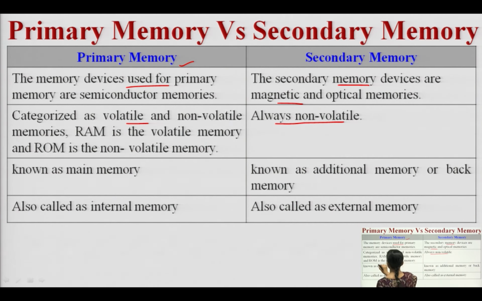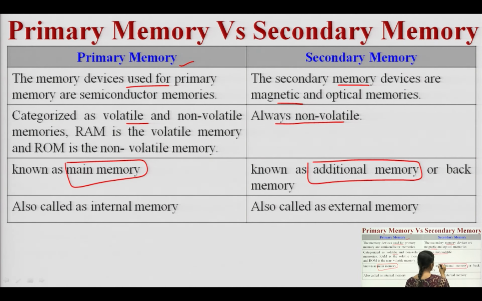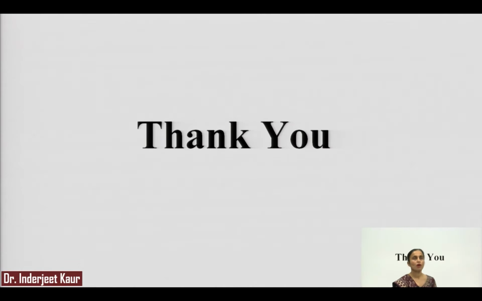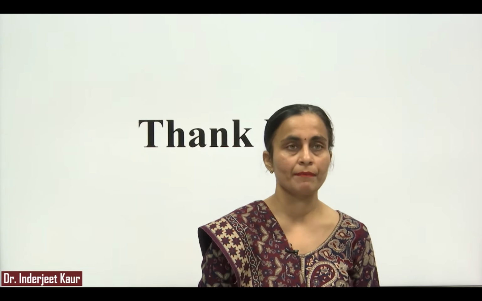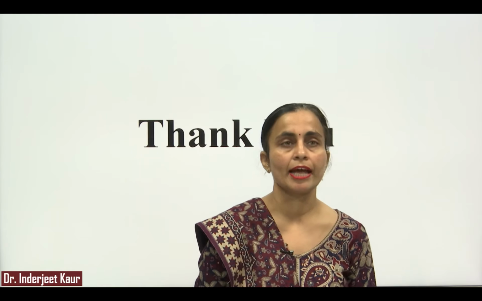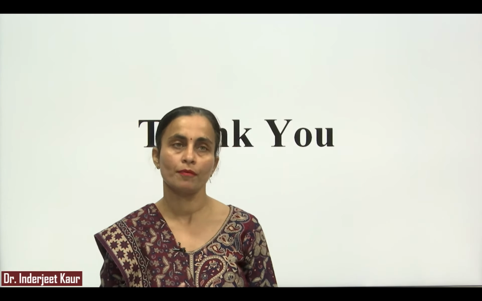Primary memory we call the main memory, and secondary memory is known as additional memory connected to the CPU, or the backup memory. Primary memory is called the internal memory of the system, and secondary memory is known as the external memory of the system. So, this was all about the auxiliary memory and its different types: magnetic disk, magnetic tape, optical disk, and the types of optical disks.